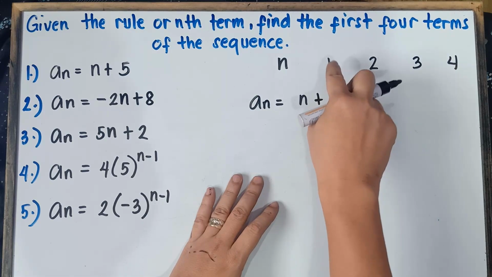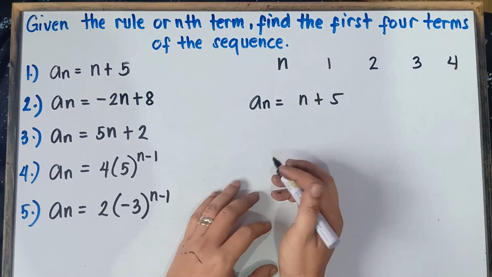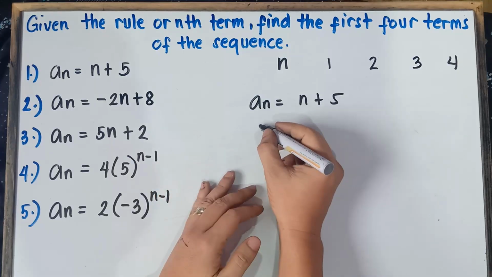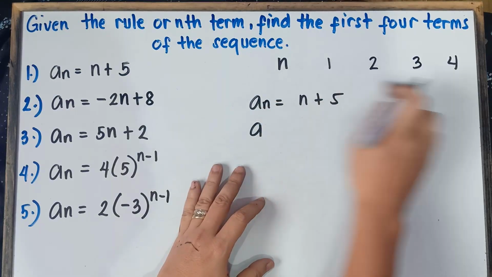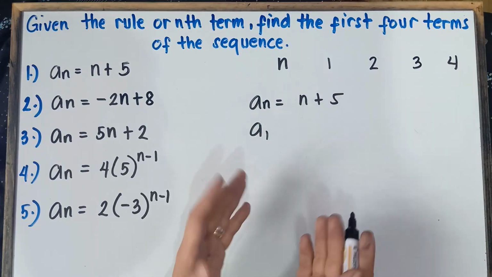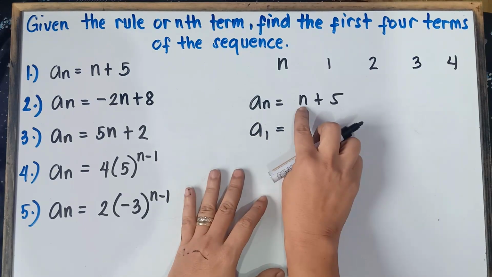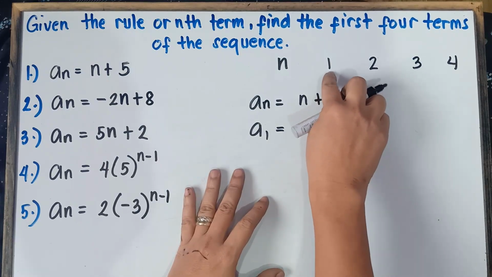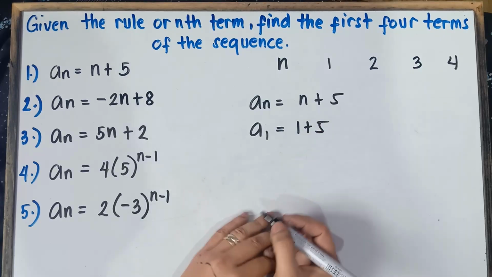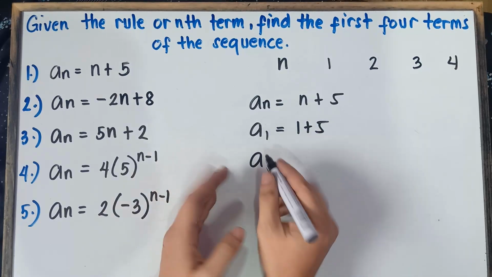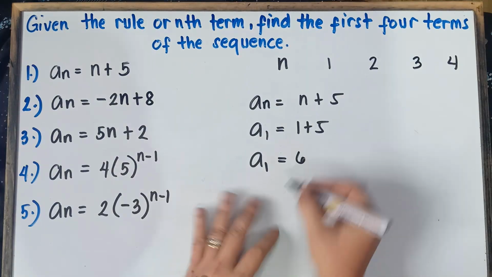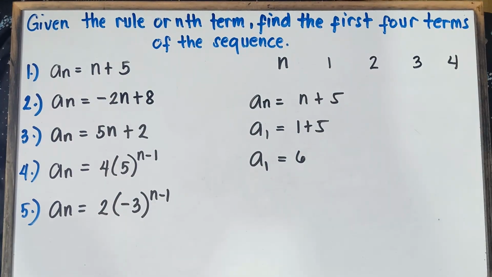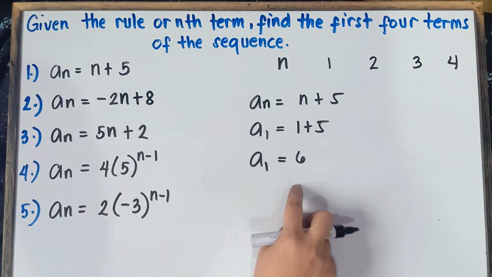So to get the first term, simply substitute the value of n, that would be 1. From this given equation, a sub n, that would be our first term. So a sub 1. Once again, class, n is the position. So a sub 1, our first term, is equal to n, that would be 1. So 1 plus 5. What's the answer, class? That's correct, that would be 6, right? So therefore, our first term with regards to this given equation, n plus 5, is 6. Simple as that.